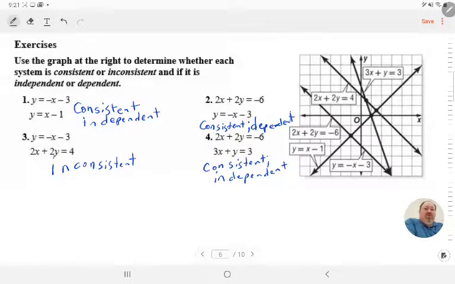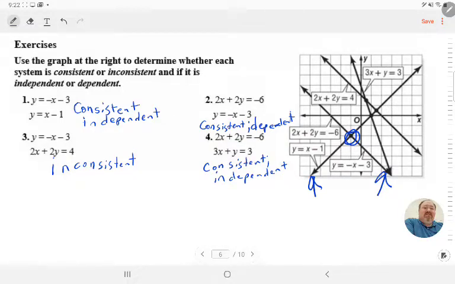So number one, you should have had consistent and independent. Number two, you should have had consistent and dependent. Number three was inconsistent. And number four was consistent and independent. So again, you just look for where the lines crossed. If you looked at number one, you would have this line and this line. Well, you see they cross right here. So it's consistent because there's one solution, and it's independent because it's one solution. And that's, again, how you would do it, okay?